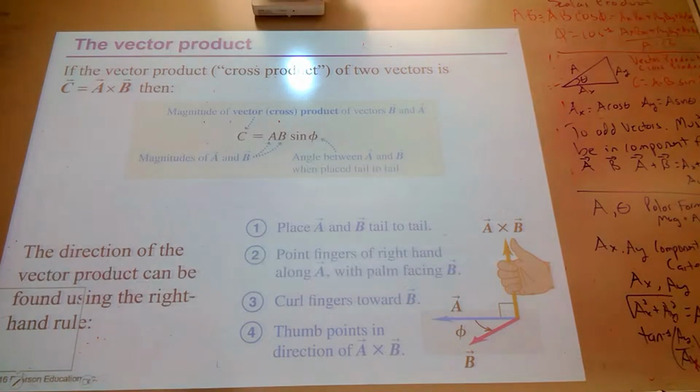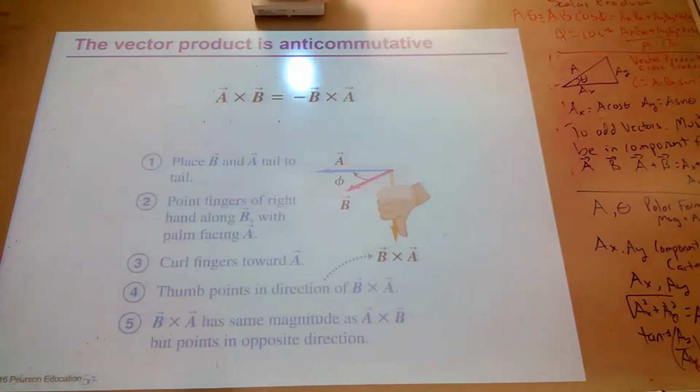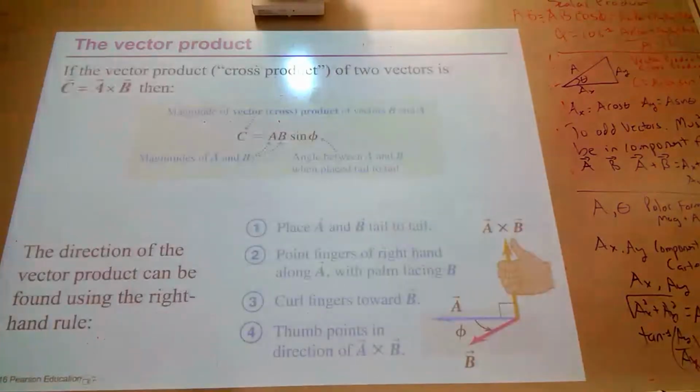The direction of the vector can be found using the right-hand rule. You place the two vectors tail to tail. You point the fingers of right hand along A with palm facing B. You curl fingers towards B and the thumb points in the direction of A crossed with B.